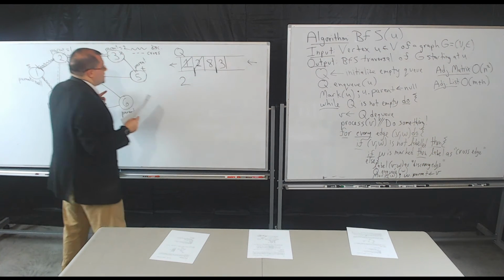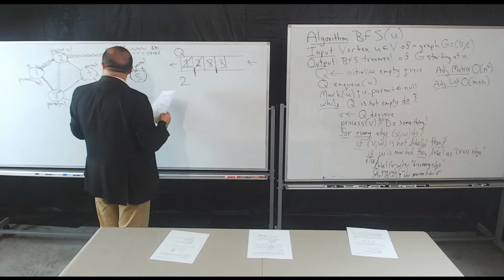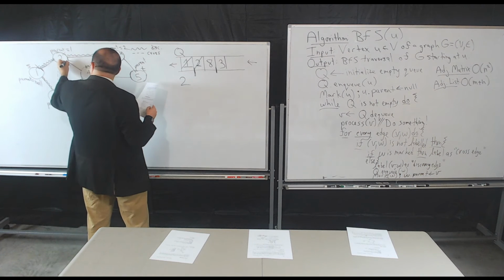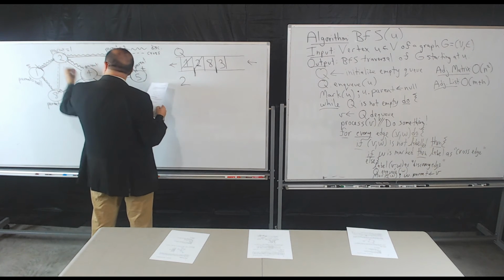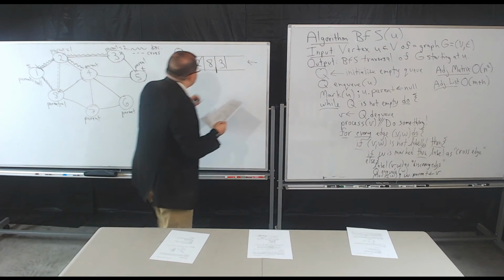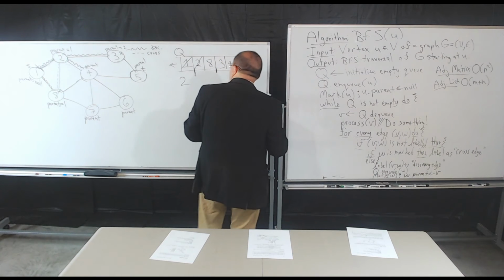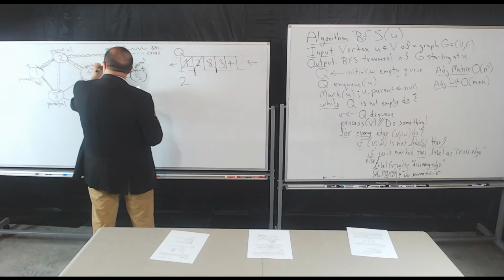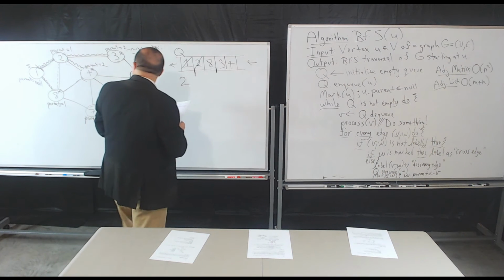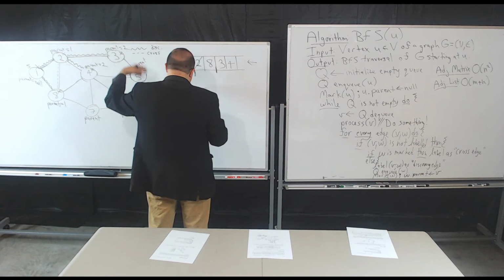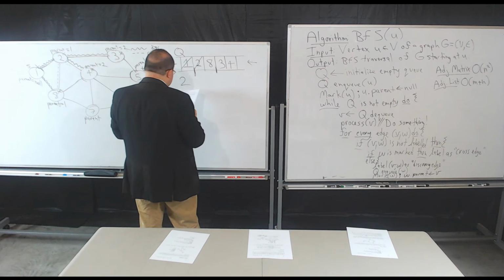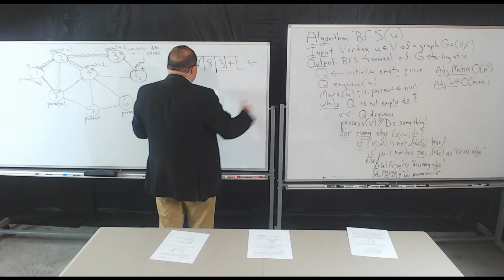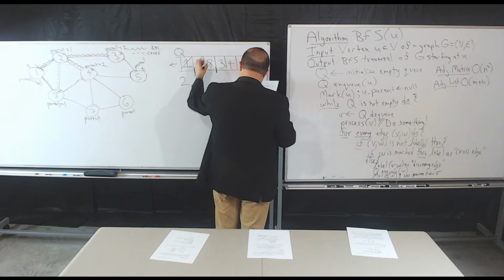So let's proceed. So am I done with 2? No. Remember, I still have this one here. So I discover an edge, I NQ it in, and then I mark it, and then I set its parent to be 2. Okay, now I've considered all the incident edges, right? So let's proceed. Now we got 8.